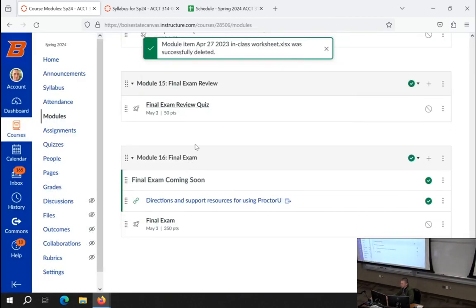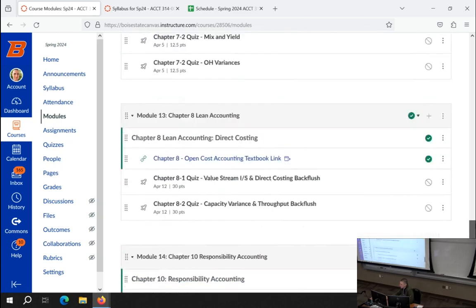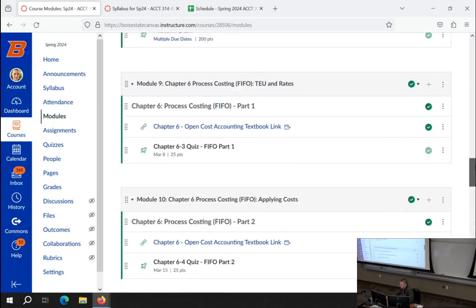And elsewhere in the class, we'll have the same pattern we had for the midterm in the last 2 weeks of class. Dead week here, final exam review, and the final exam at the end. Great, so we're heading forward here.